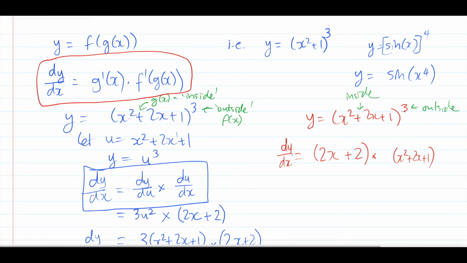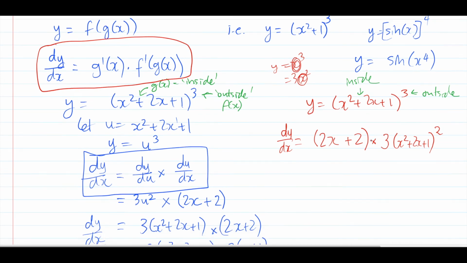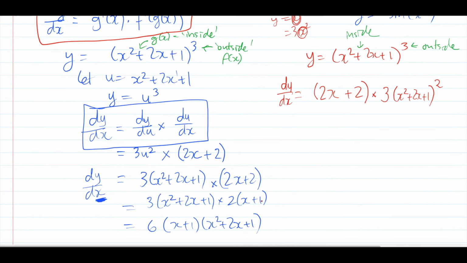So the outside is a cube. If you have y equals x cubed, how would you derive that? Well, you bring the power down, 3, minus the power by 1, and you get 2, and then you leave whatever's in the middle. Whatever that function is, just leave it. So in this case, x squared plus 2x plus 1 is the one that you want to leave, and we're only deriving the power essentially. So you bring the power down, which is 3, minus the power by 1, and you get 2. And then there you have it, guys. It's pretty much the same thing as what we got over here.